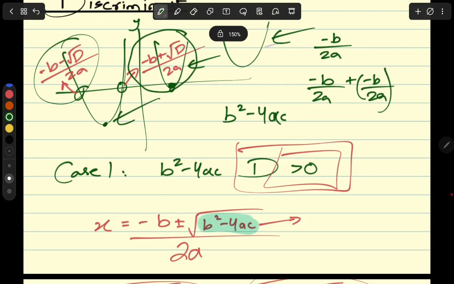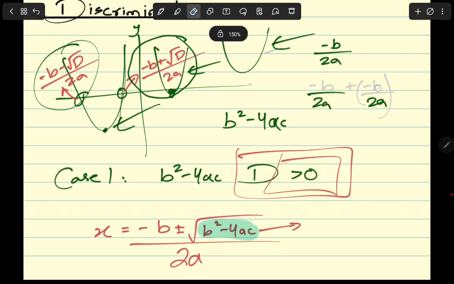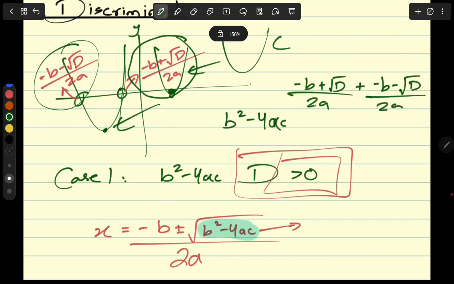So wait a second. So that's going to be plus, so no, my bad. My thing was minus b plus root d upon 2a, and then minus b minus root d upon 2a. And then when you add the two up and divide it by 2, what do you get?